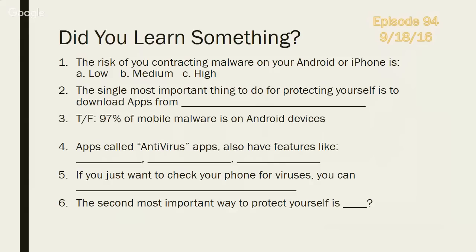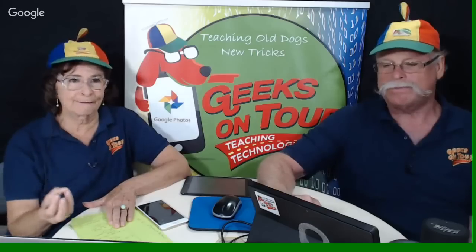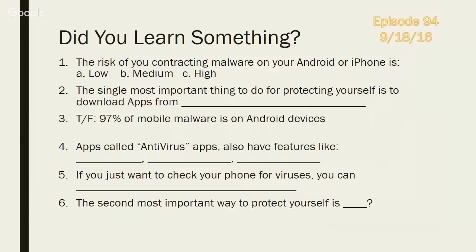Apps called antivirus apps also have features like what, and what? Like Find My Phone, like Backup, like Cleanup and Boost. And battery, yeah. And battery. There's a whole package. They are not just anti-malware. Okay, good. And if you just want to check your phone for viruses, what can you do? Install a security app, run a scan, and then uninstall it.